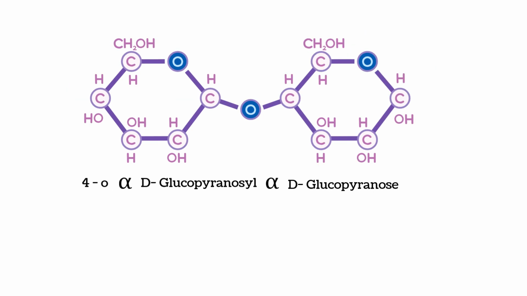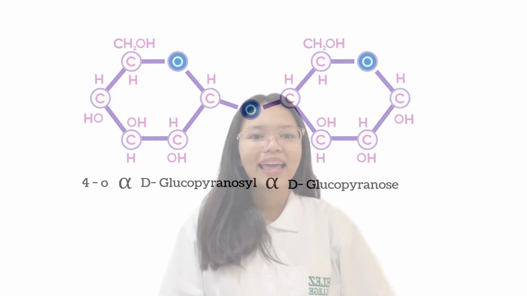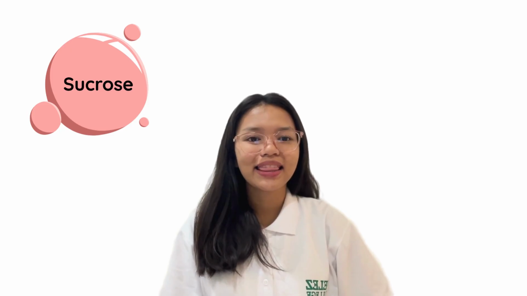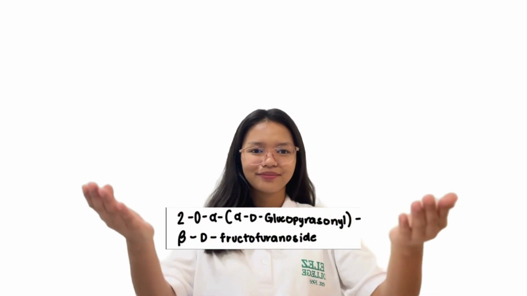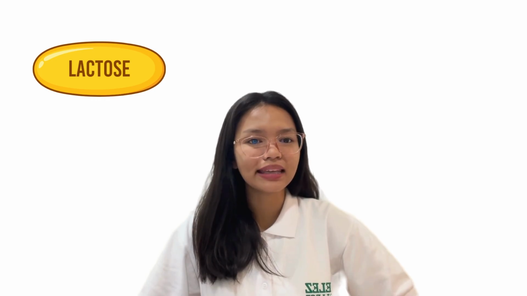We combine the two parts, we get 4-O-alpha-D-glucopyranosyl alpha-D-glucopyranose. Next, we have sucrose. This is the systematic name of sucrose. Finally, we have lactose. This is the systematic name of lactose.